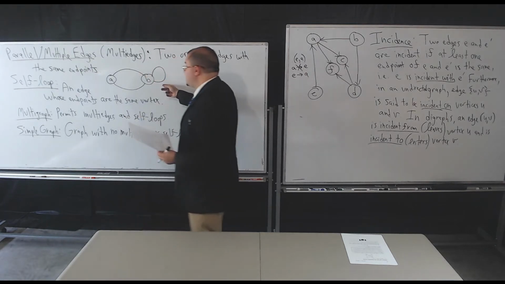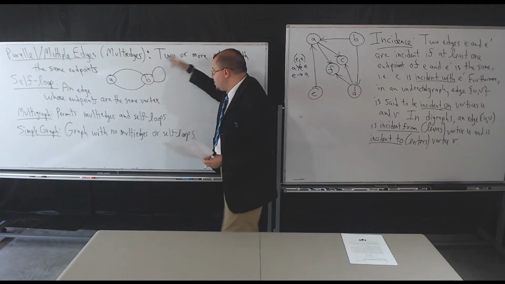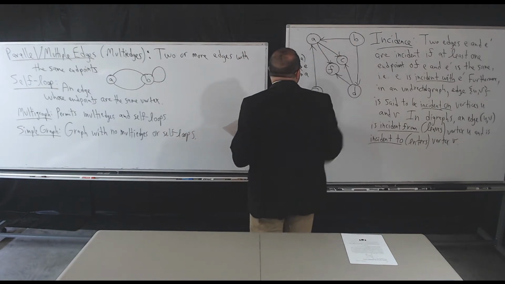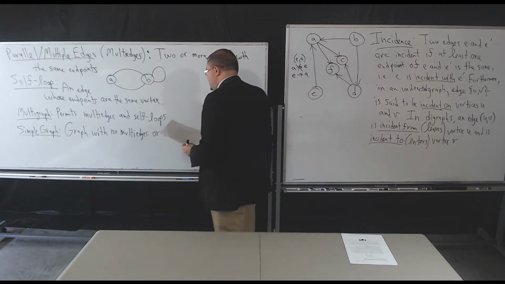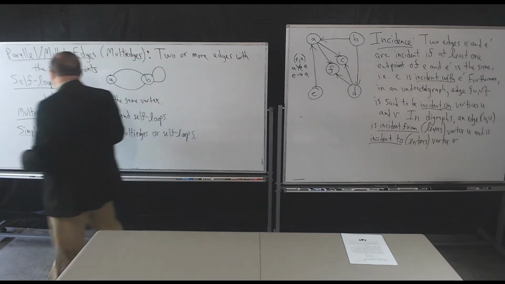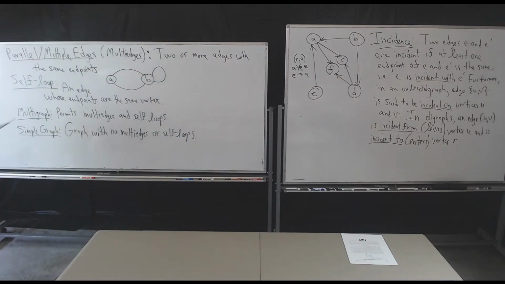So is this graph simple? No, it has parallel edges and a self-loop. This one over here, is this one simple? Yes, it is. It has no multi-edges and it has no self-loops.